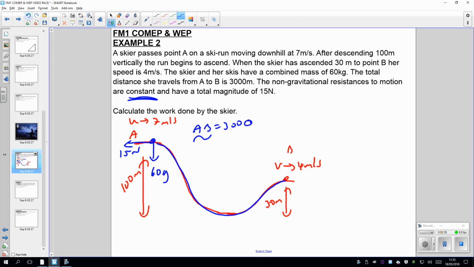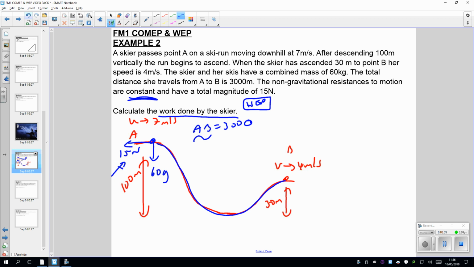So let's calculate the work done by the skier. Now that immediately implies that the skier is putting effort into making this happen. They are moving their legs, pumping the thighs in order to get that motion, get that speed up. So they are applying work. If we're applying work and there's resistance here, immediately I know this is WEP. This is not COMEP because there are external forces here.